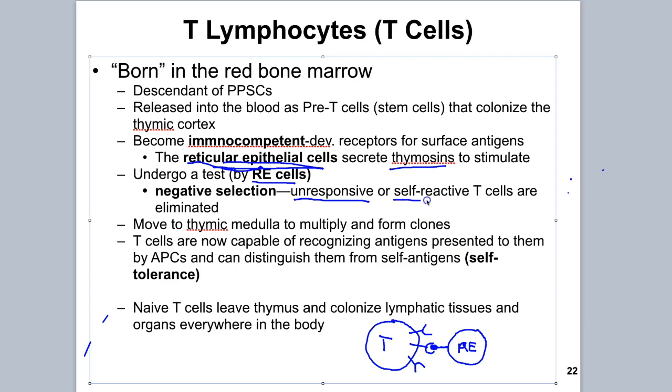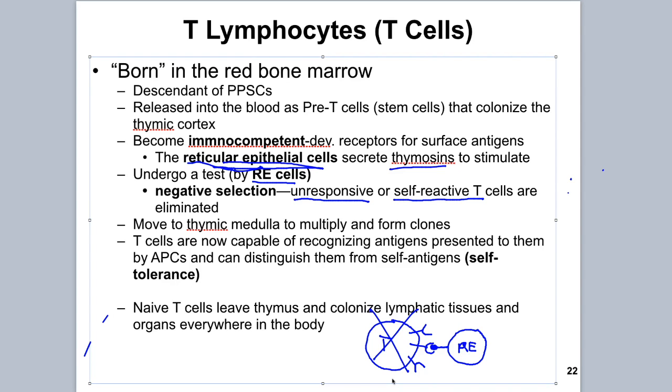So any self-reactive T cells, this means that they are trying to attack our own cells. Let's say the T cell thinks that our own host protein right here is foreign. The T cell will try to attack the reticular epithelial cell. If the T cell does that, the reticular epithelial cell will kill the T cell. Okay, so we want T cells that recognize our own host cells but don't kill them.